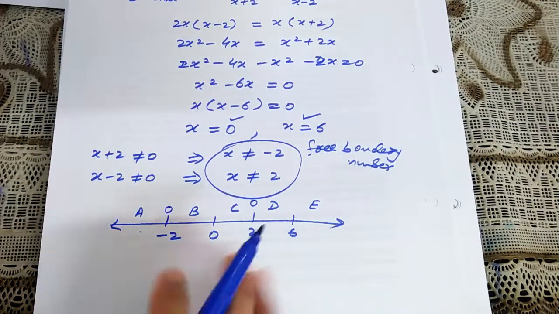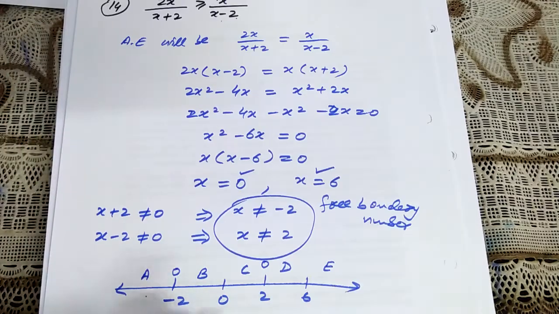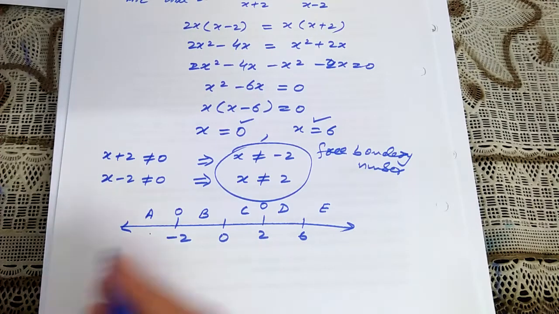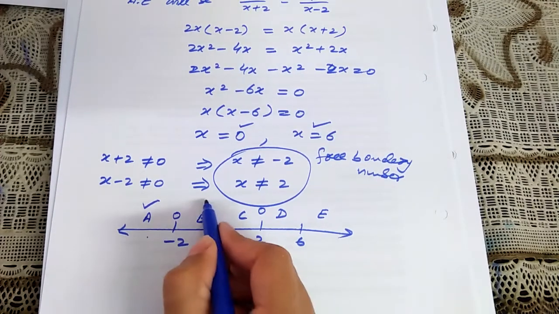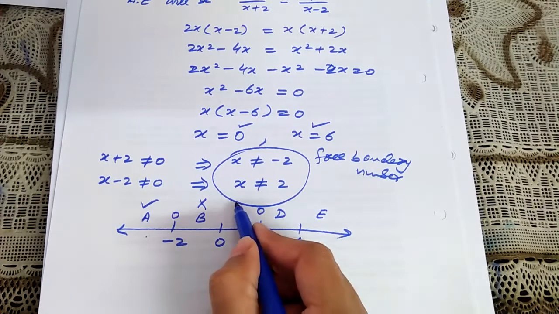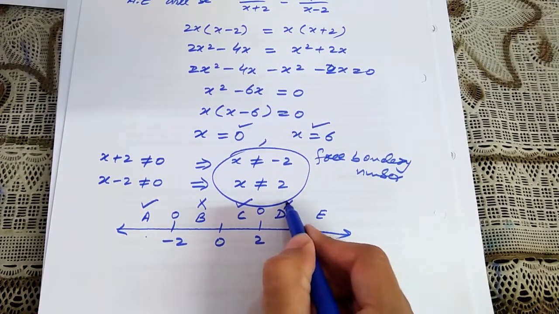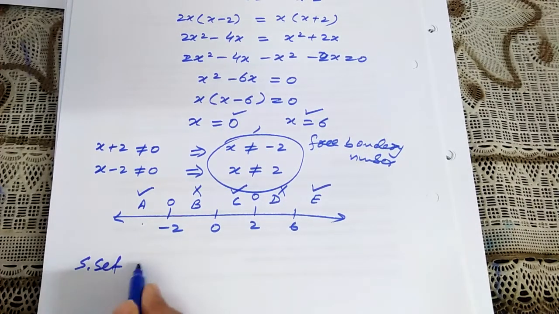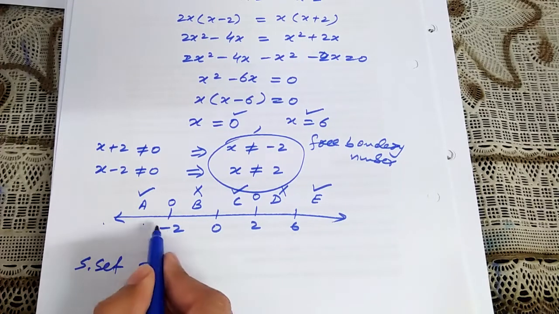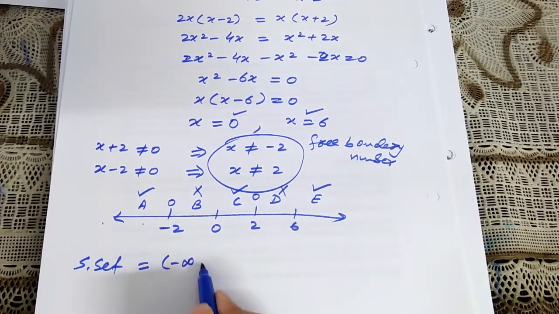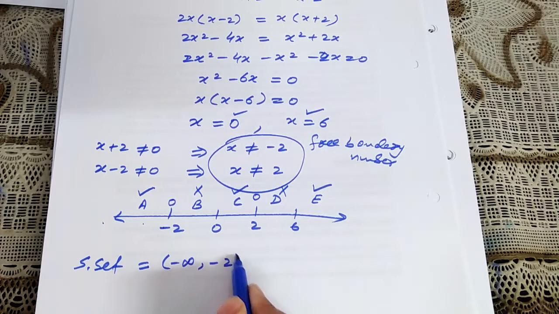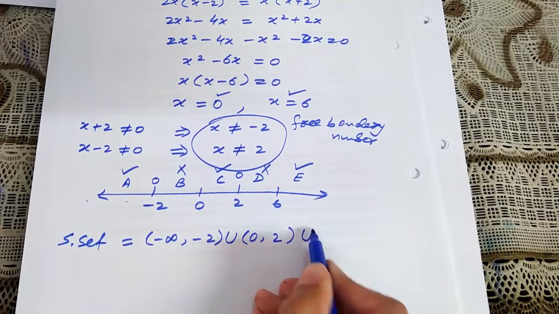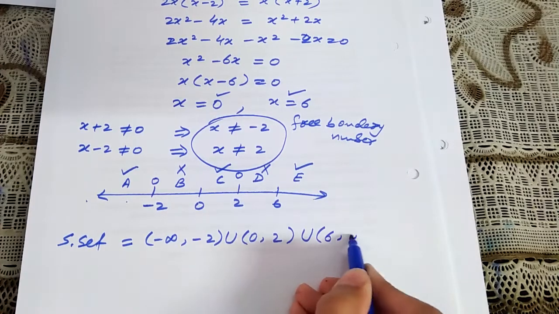After finding the values and putting them in this inequality and checking, I get that region A is included, region B is not included, region C is included, region D is not included, and region E is included. So the solution set will be minus infinity to minus 2, union 0 to 2, union 6 to positive infinity.